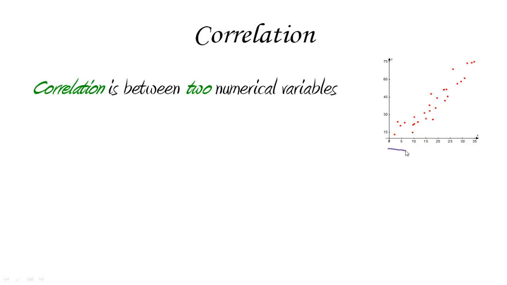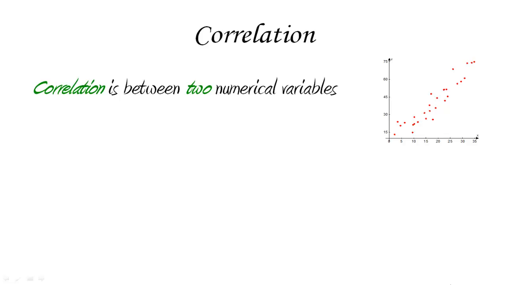There is one variable on the x-axis, usually what we consider the independent variable, and then there is going to be a variable on the y-axis which we consider as the dependent variable. Moreover, these two variables are assumed to be numerical. Certainly we don't want to look at correlation between two nominal variables.